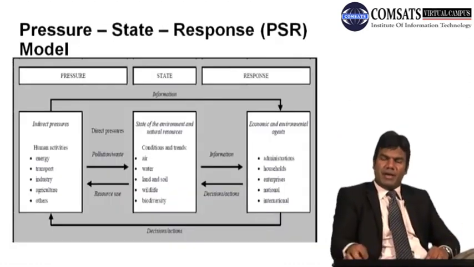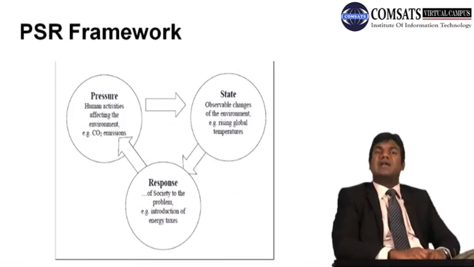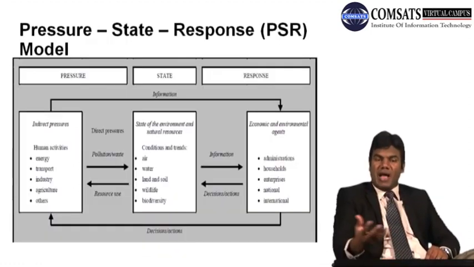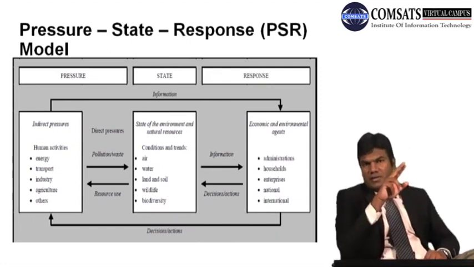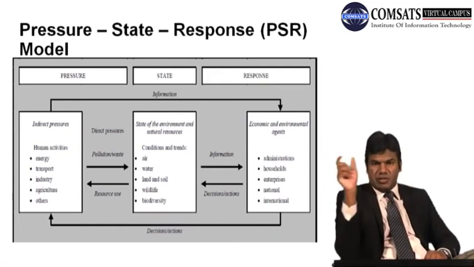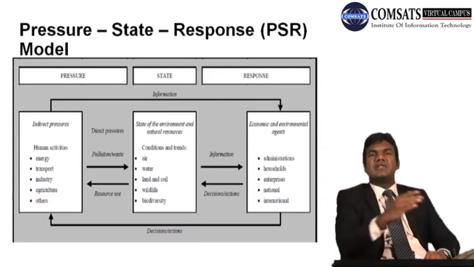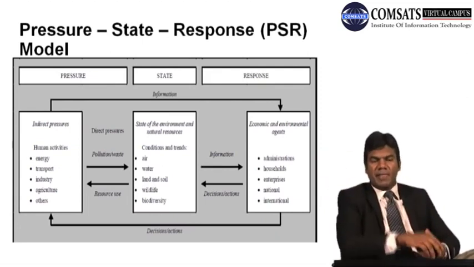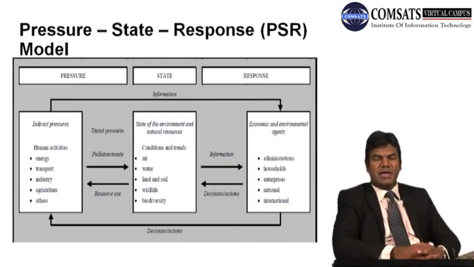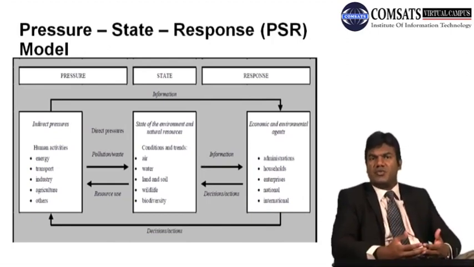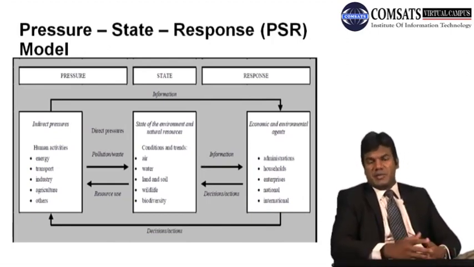Ab wo hai mera, if you look at the again the previous slide, that is my framework. Now I'm talking about my model. How this model works, if you look at the first horizontal line, that is pressure, state and response. Ab hamare pressures direct bhi hote hain aur hamare pressures indirect bhi hote hain is model ke andar. Ab indirect pressures kaun kaun se ho sakte hain? Number one, human activities. Human activities kiske reference hai? Energy. Energy aap zyada consume kar rahe hain, aapki carbon emissions bhi zyada hogi.